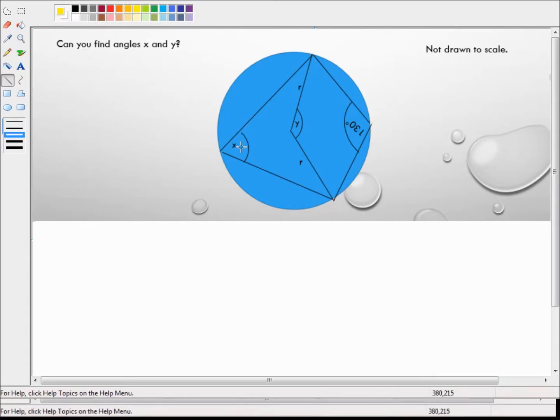However, this shape is a cyclic quadrilateral. So this is our cyclic quadrilateral. Now we know that opposite angles of a cyclic quadrilateral must sum to 180 degrees. And since this angle is 130 degrees, the angle x must be 50 degrees.